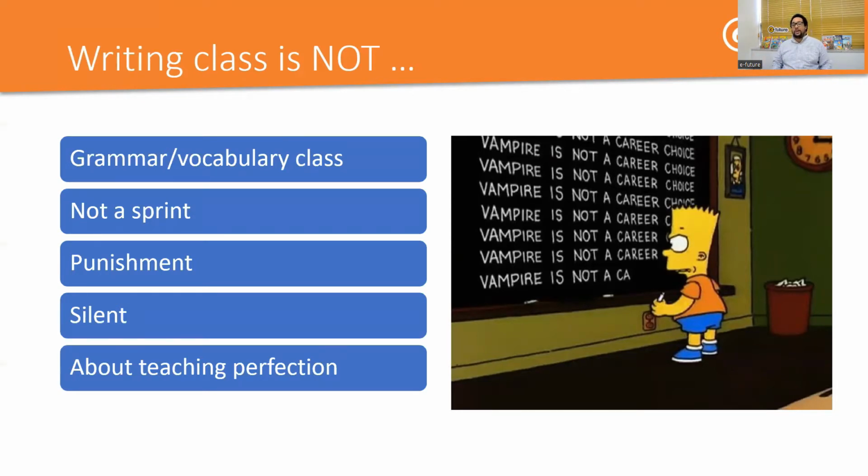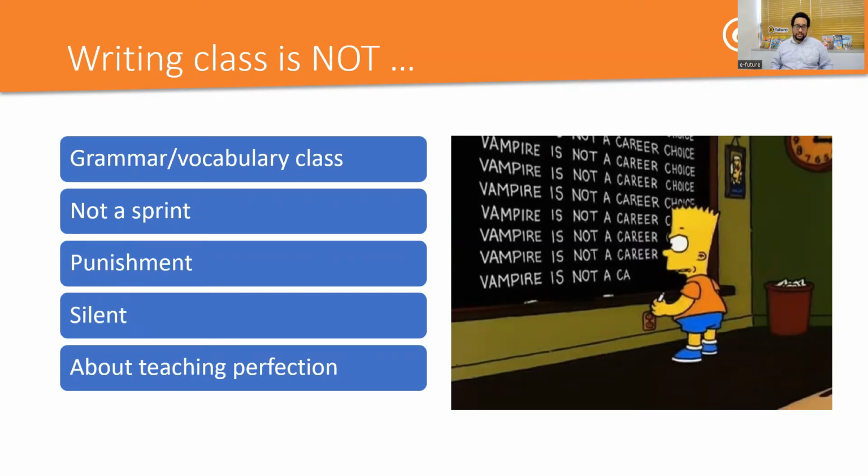Grammar and vocabulary are important, obviously, because you're writing those words down, and you want to make sure that your syntax and your punctuation, all of that is important. But we're not teaching those individual skills. We're teaching a holistic brand of English.